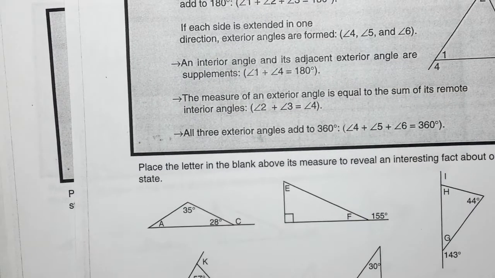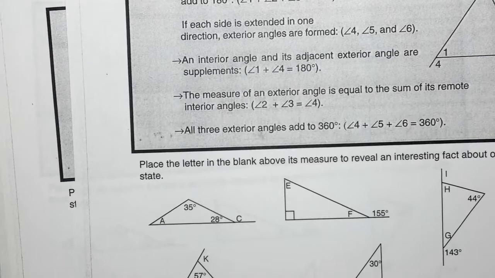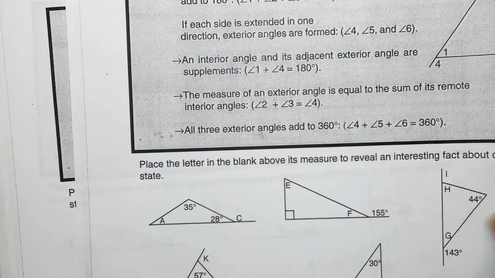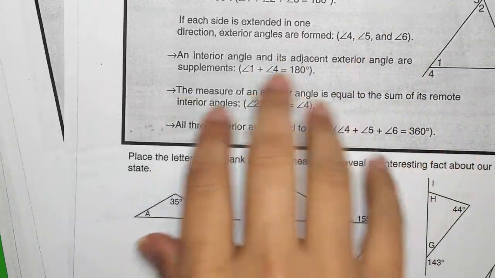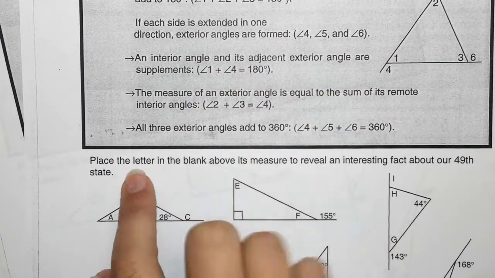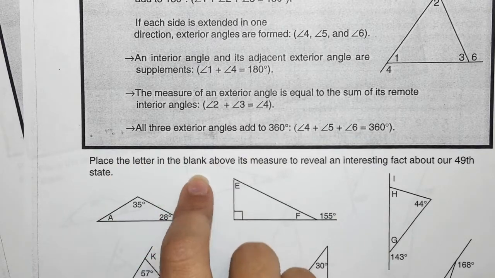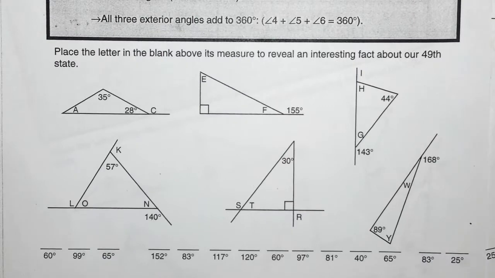You need your notes out. Alright, so this gives you some examples on how to do stuff up here, right? Then it says, place the letter in the blank above its measure to reveal an interesting fact about our 49th state. Who knows what our 49th state is?